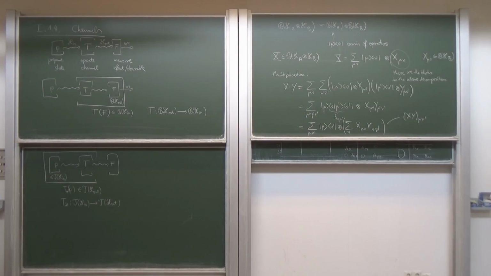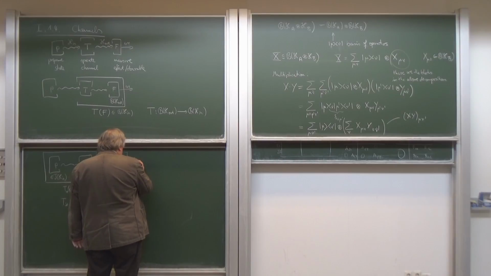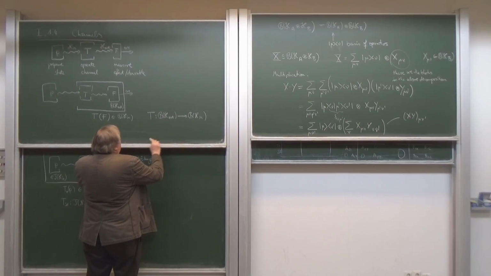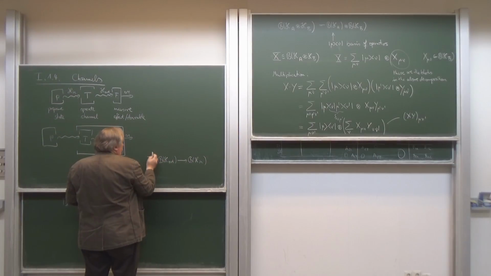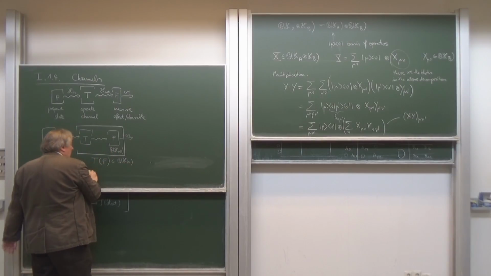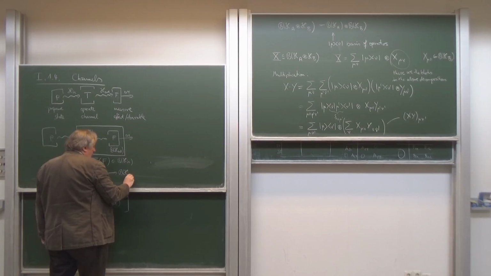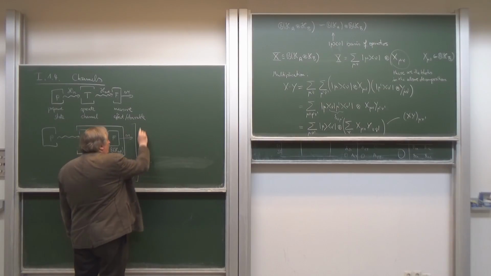So clearly it has to be a linear map, and there is an equation. So actually this whole thing is called the Schrödinger picture of a channel. And this whole thing, let me write it underneath as well. This is called the Heisenberg picture of the channel.